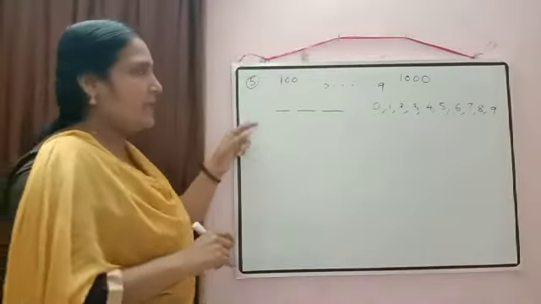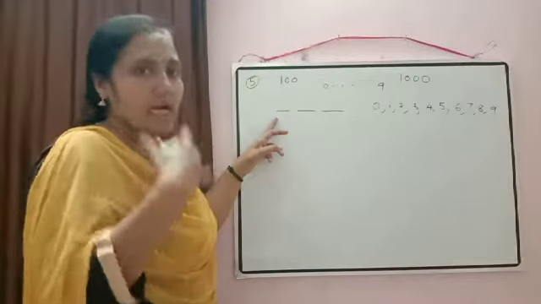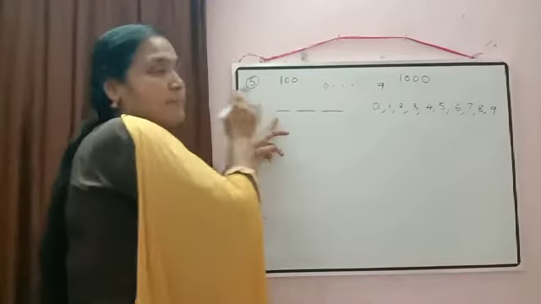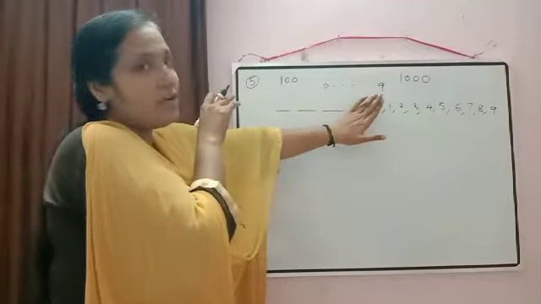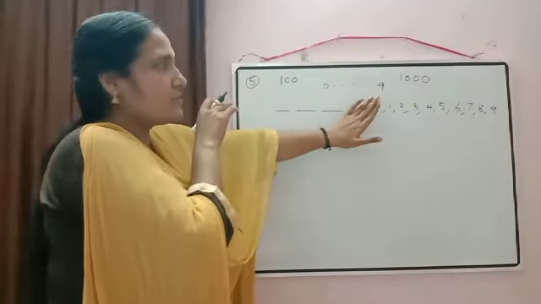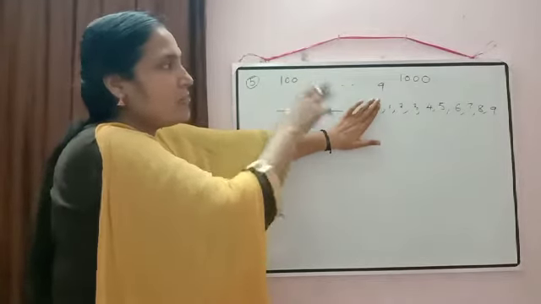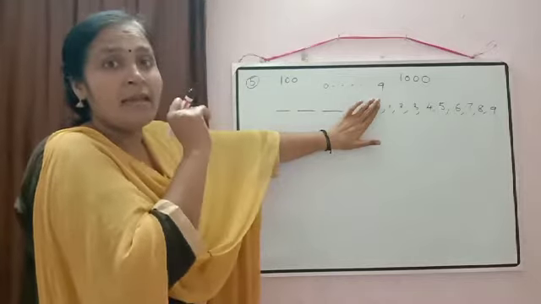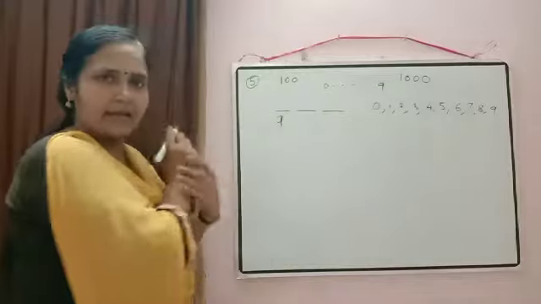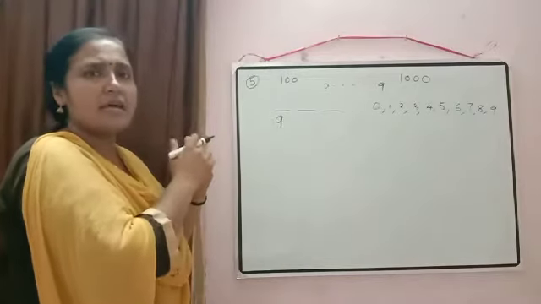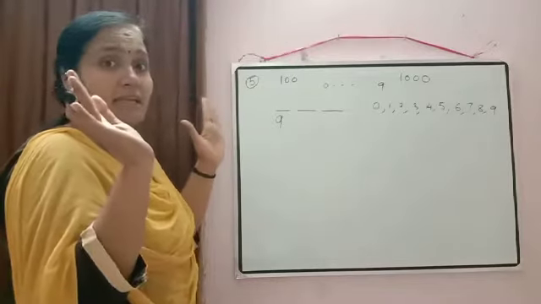Now first we are filling the hundreds place. What are the options available with us to fill the hundreds place? Obviously, if it is a 3-digit number, 0 will not come in the hundreds place. So how many options are available with us? 0 will not come. Remaining how many numbers are there? 9 numbers. So this place can be filled in 9 ways. Total 9 numbers are available with us. And already it is given, repetition is not allowed.